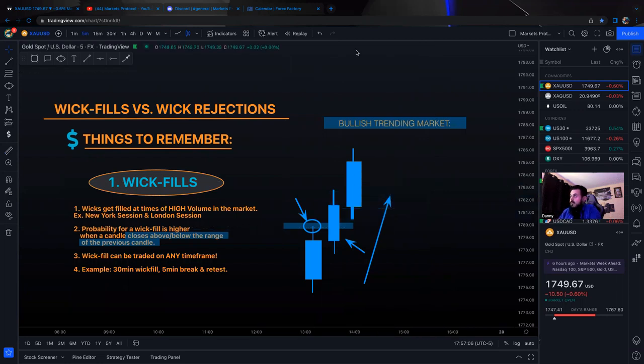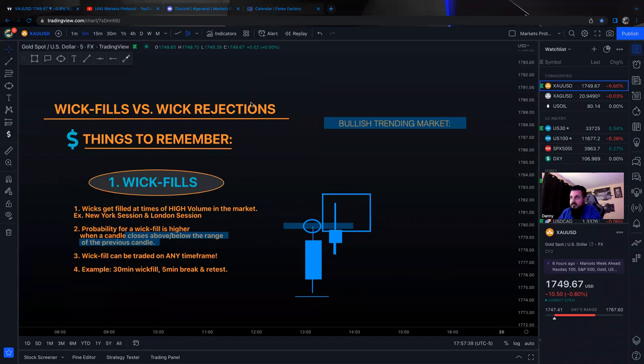Now also I want to mention, what if the candles do have higher highs and higher lows indicating bullish momentum, but a candle fails to close above the range of the previous candle? What would you do in that situation? So something like this. You have a bottom wick which is technically higher than the previous, but the body does not close above the range of the previous. So what can you expect over here?